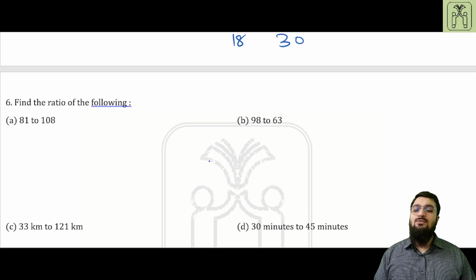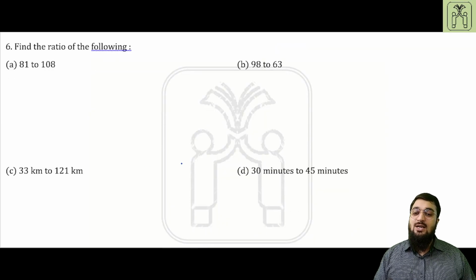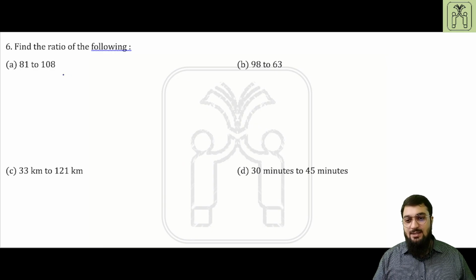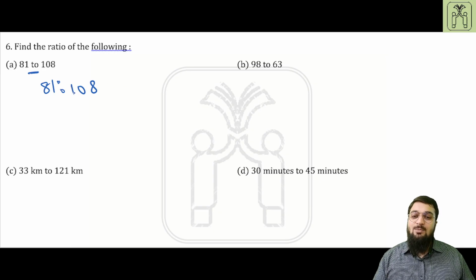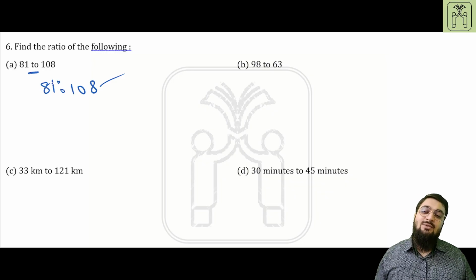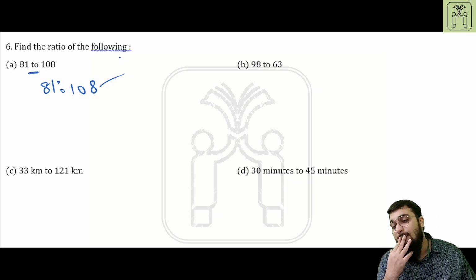Find the ratio of the following: 81 to 108 and 98 to 63. Ratio of the following: 2 is mentioned, so we have to follow a particular sequence. So this will be mentioned before and this will be mentioned afterwards, and therefore what do we have to do? We just have to divide it with the common factors. So 8 plus 1 is 9, yes, it is divisible by 3. So we'll divide by 3 and let us see what do we get. So 3 when dividing 81 will get 9, 9 is a 81.